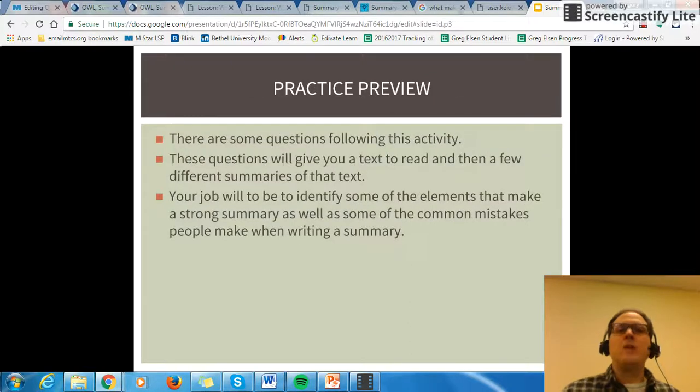So I'm going to talk quickly about the activity you're doing today. There's going to be some questions following this activity. You are going to get a text to read through, and then you're going to be given several examples of summaries for that text. Your job is going to be to identify which ones are good summaries and which ones have one of the common problems, meaning that they are incomplete, they're not concise, or they are not objective.